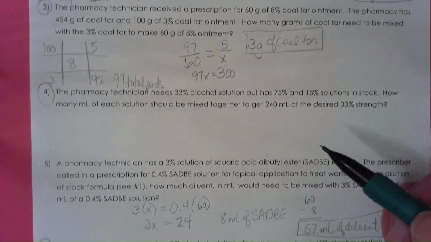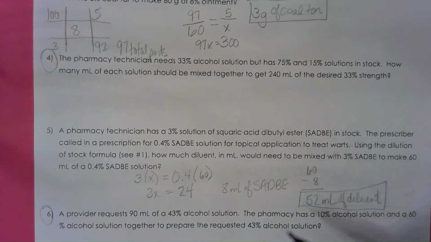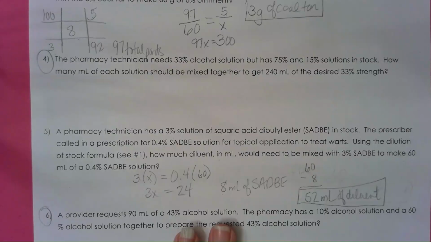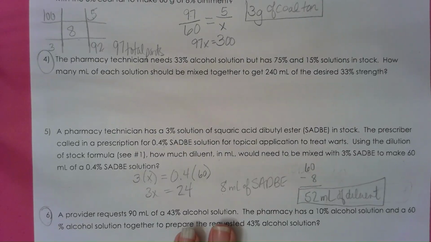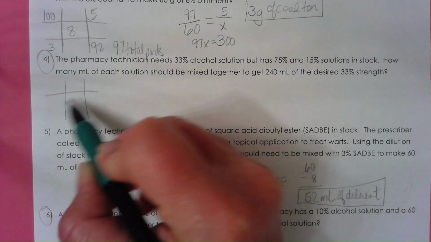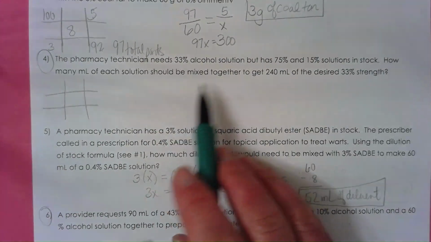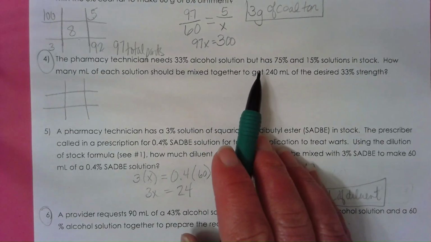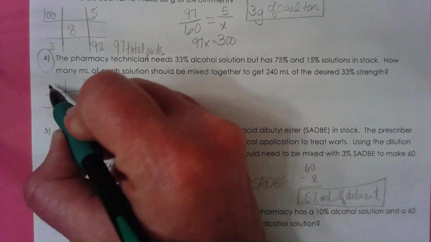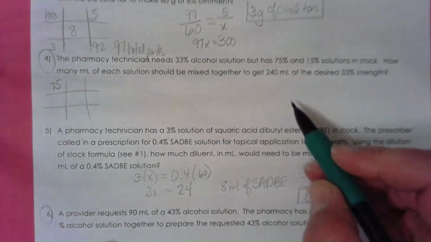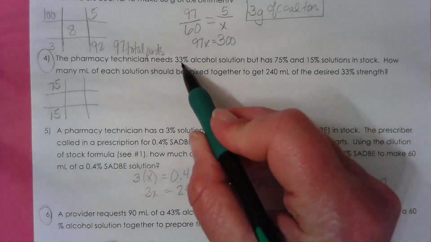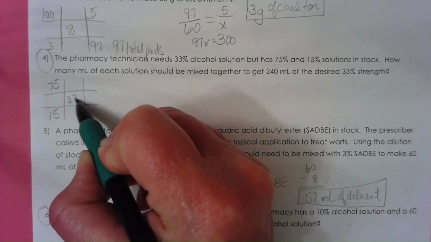Let's jump here to number 4. All right. So this doesn't have any tricks like the coal tar and the water. This is kind of a more straightforward one. So we're going to go ahead and draw our tic-tac-toe grid. Our highest strength here is 75% because that's going to go in the top left. Our lowest is 15. That's going to go in the bottom left. And what we want, 33%, is going to go in the middle.